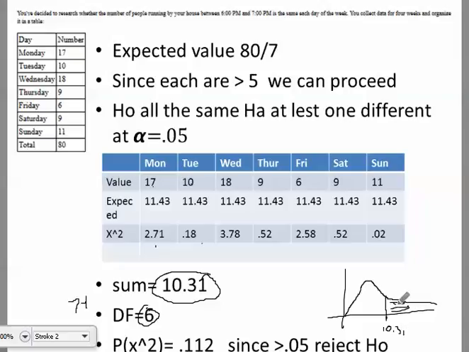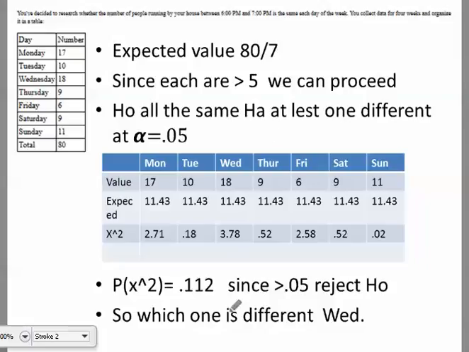That means underneath the curve over here, we've got 11.2% of the area. So our H0, which said that the number of runners going by my house every single day is the same, is going to get rejected since we're so much greater than that 0.05. And the HA, at least one of them is different. At least one of them is different. So the question comes up, which one is different?